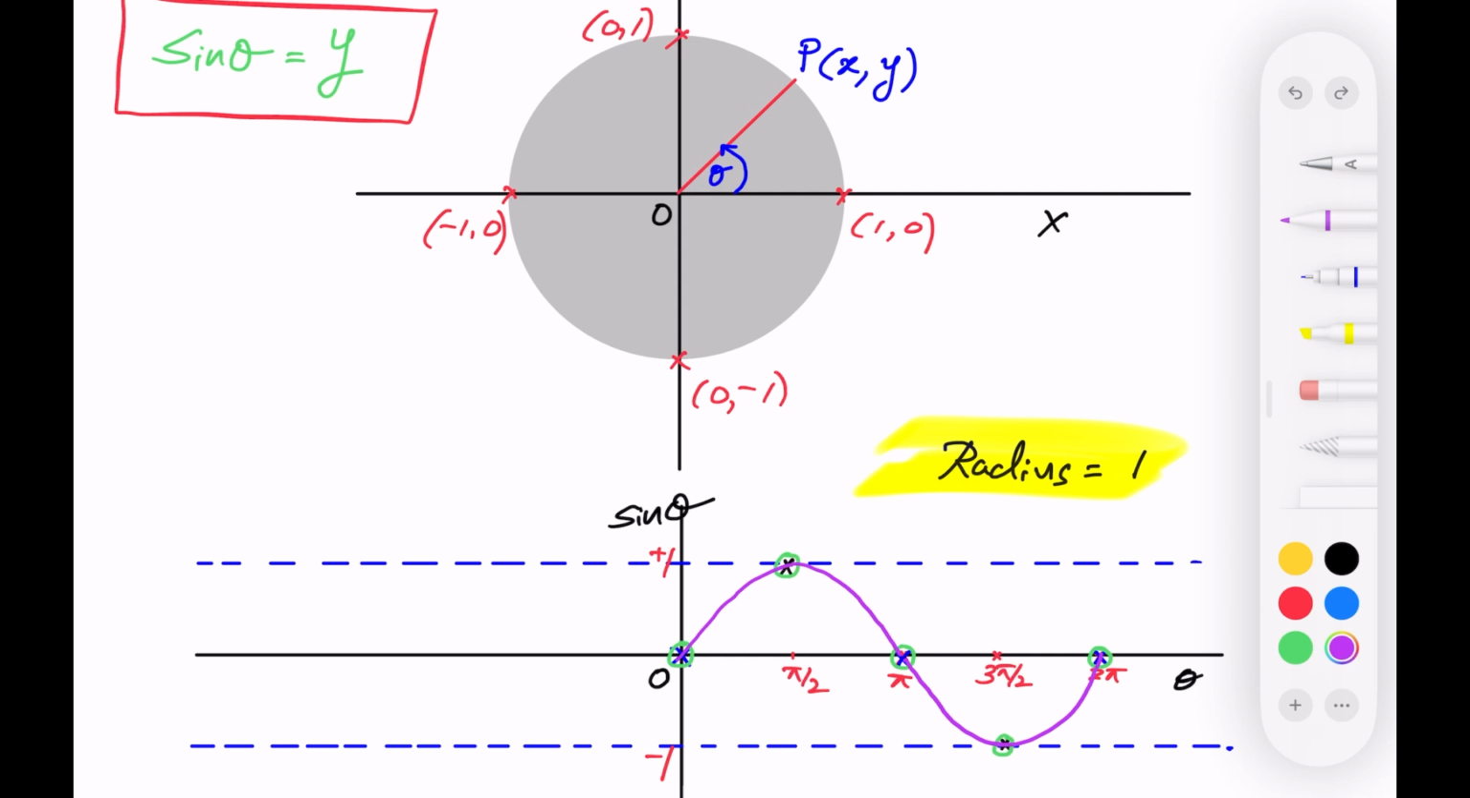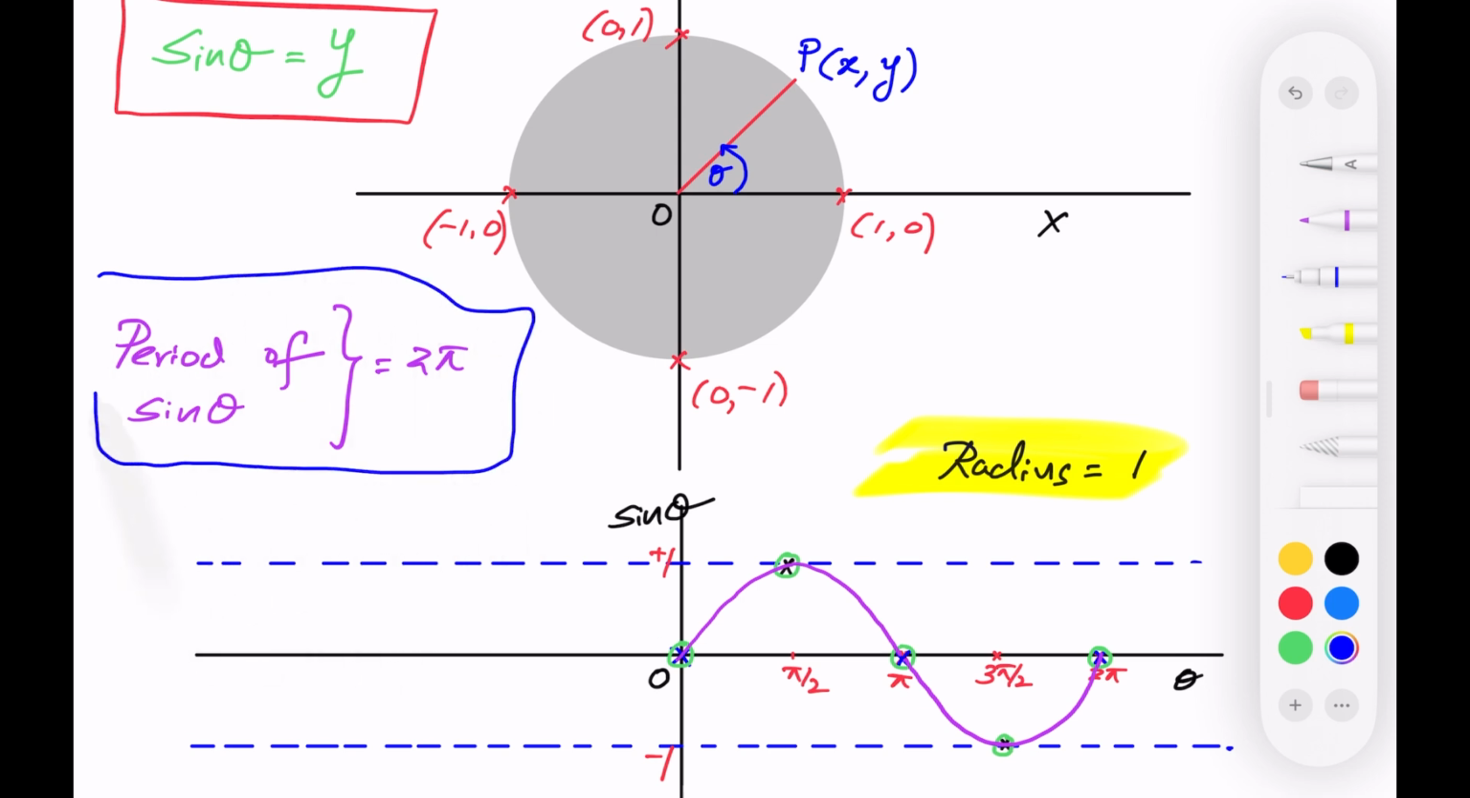Therefore, we agree that the period for sine theta is equal to 2 pi. Remembering the period of sine theta as 2 pi is very important. However, don't just remember it as period equals 2 pi. Try to remember it completely as the period of sine theta is equal to 2 pi. Because in the future, rather than just sine theta, you may also need to see sine 2 theta, sine 3 theta, and so on. In such cases, the period changes.